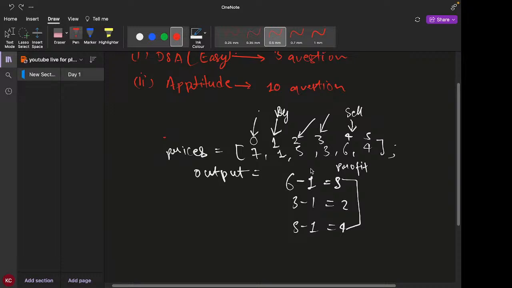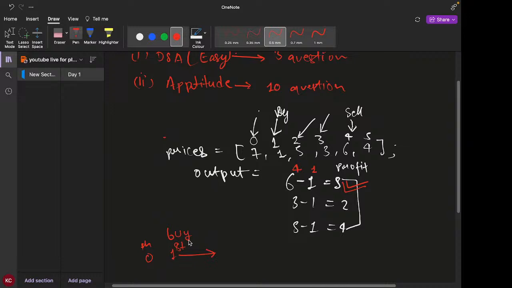If I buy on the first day and sell it on the 4th day, then I got the maximum profit till now. And the buy day is always less than the sell day. If I buy on the first day, then I should definitely sell it after the first day, because before that I can't sell on the 0th day as I didn't buy till now. So I can't sell it on the previous day. I have to sell it in the future.